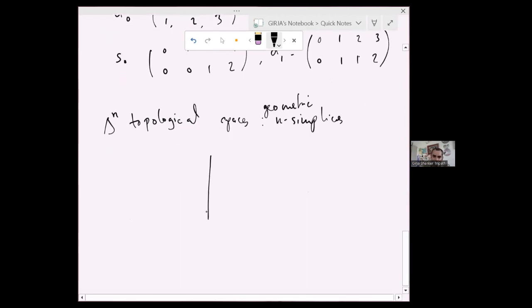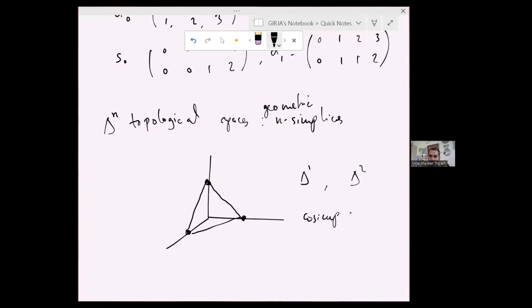So how do they look? Let's draw some. For example, our delta 1 would be this unit interval, put this way in R2, R3. So this is our delta 1. And delta 2 would be here with this one also. So this is this simplex, and these form cosimplicial spaces. It means delta 0 is this point, delta 1 is this line, delta 2 is this triangle, and so on.